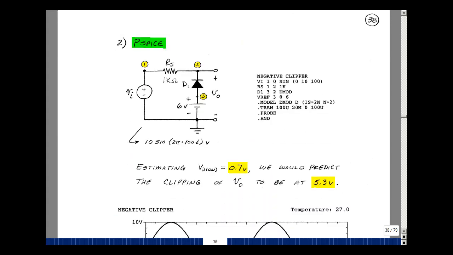Let's repeat our last example with a 6-volt reference and just flip the diode. Here we have a title for our file, a dot end, a circuit description, and then some command lines. Again, I'll use the same numbers here where I've got 2 cycles I'm plotting, a print step of at least 200 data points, and then a ceiling step of 200 data points. If we assume that VD on is 0.7, then I would expect the clipping to occur at 6 volts minus 0.7 or 5.3. So let's see what happens.